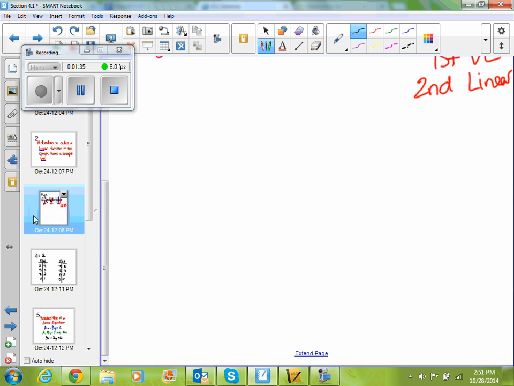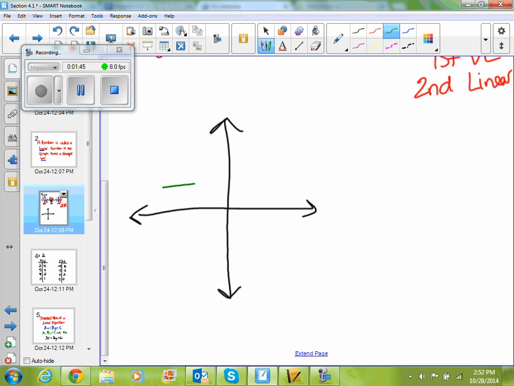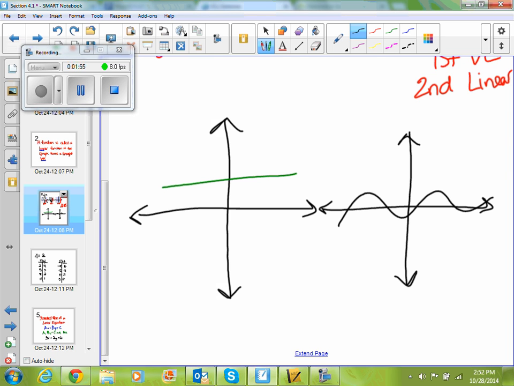Okay, so let's do a couple more. I'll just sketch a random graph. Let's do this one, a horizontal line. That'll be my first one. And the second graph will be a sine curve.